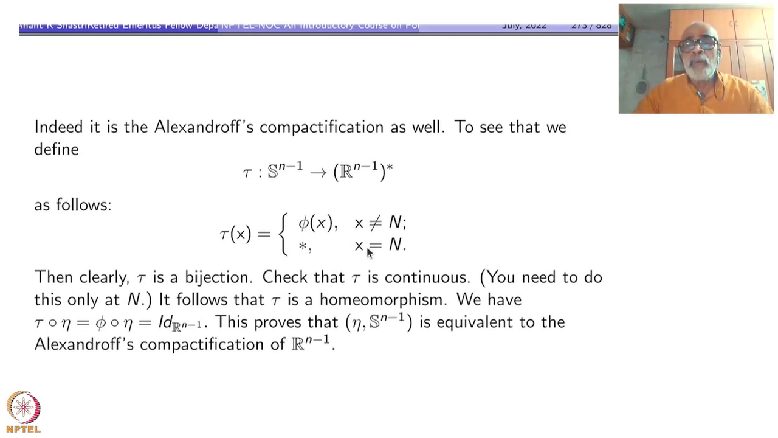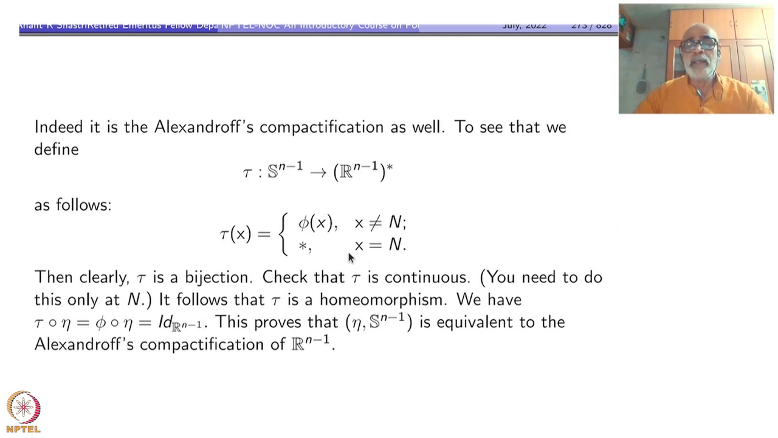whenever x is equal to n; whenever x is not equal to n, it is just phi x. So, phi x has been extended like this. So, this function is well defined, no problem, because for x not equal to n, I have phi x is well defined, is also continuous. I am taking the north pole to the infinity here or star here, that's all. The only thing we need to verify is continuity of this one when x equal to n. Okay, so that is very easy to check. That I will leave it to yourself.